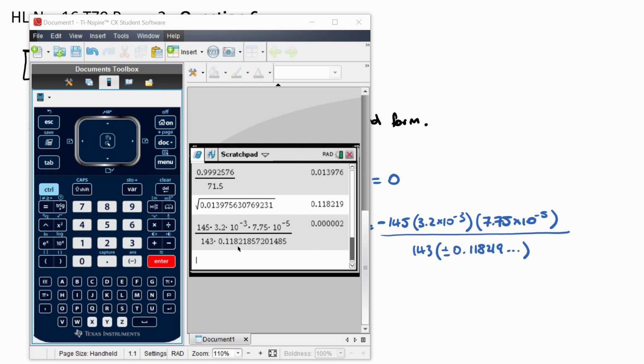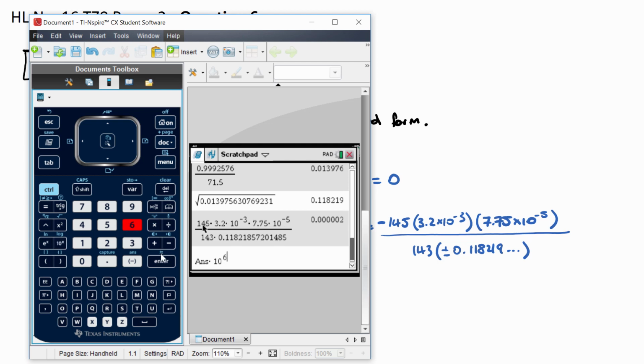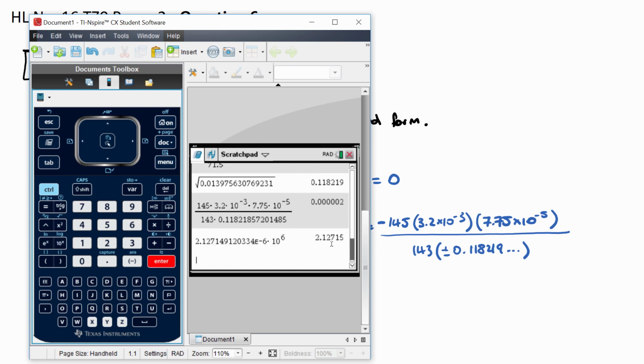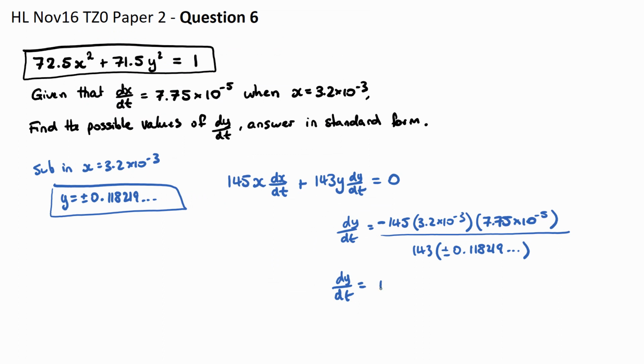So I'm going to put this into standard form. Let's see how many decimal places this is away. It's about 6, so I'm going to times this by 10^6 to see what will happen. Okay, so it's 2.13, and then it would be times 10^-6, because I timesed it by 10^6 to get this decimal. So dy/dt will equal plus or minus 2.13 × 10^-6, and that will be our answer. So that is the answer to question 6.